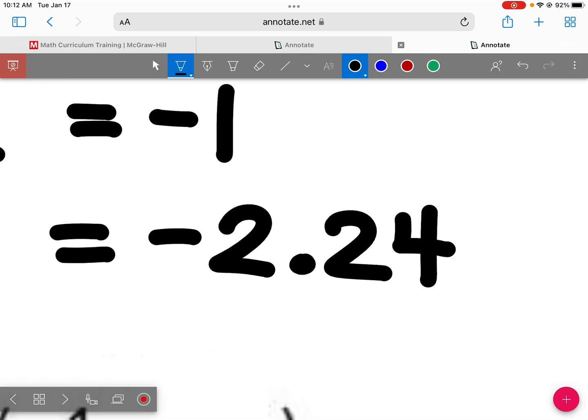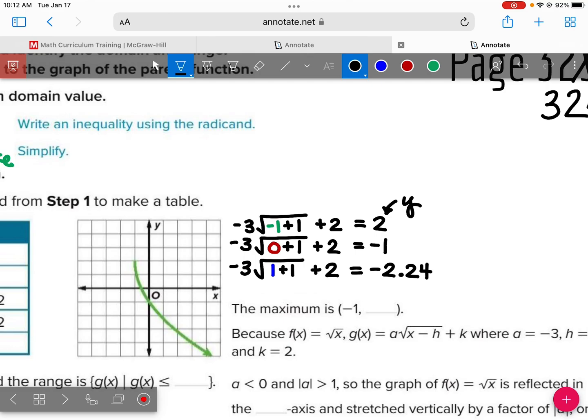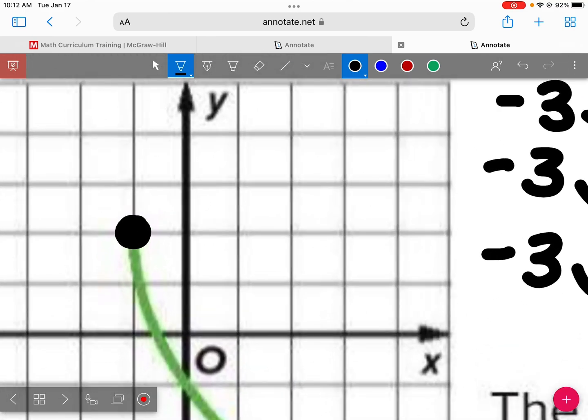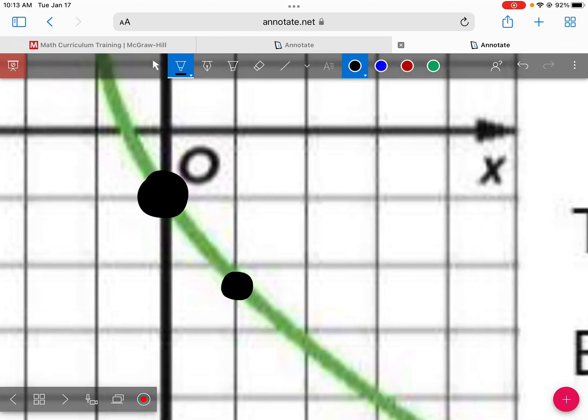-2.24. So I'm looking at this graph. The first point, when we put -1 in the place of x, we got a 2 back out. So I had a point right here on my graph. 0, -1 is this point right down here on the graph. -2.2 is going to be in between what two whole numbers? -2 and -3. So right here, right underneath -2.